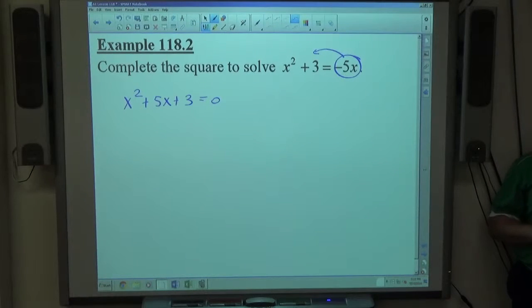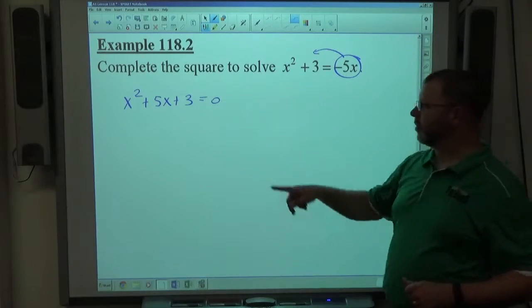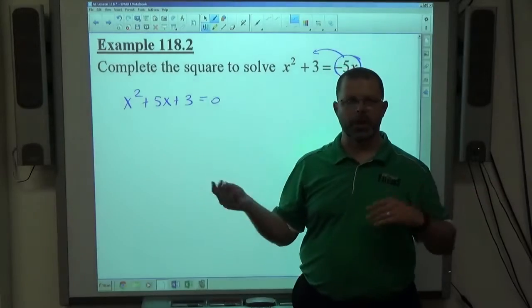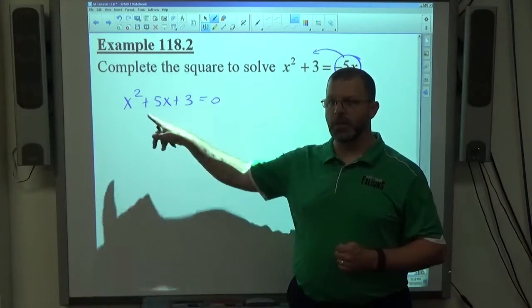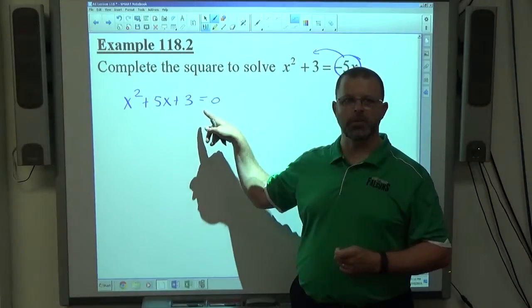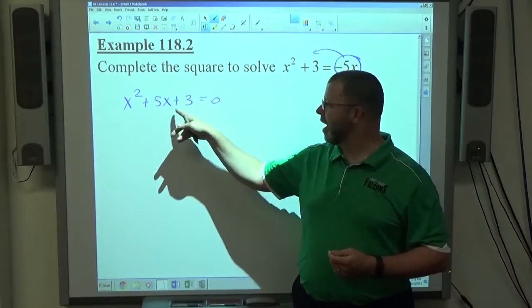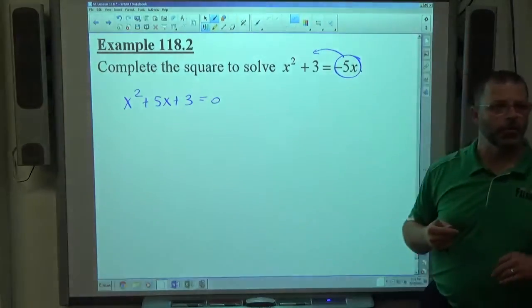Now let me just say this before I go any further. Factoring is always the quickest way to do these problems. If you want to try factoring first, and in this case the only way to make 3 is 3 times 1, right? 3 plus 1 doesn't make 5, so it doesn't factor. So we're going to get one of these square root answers. But if this was a 4 here, x plus 4, x plus 1, the answers are negative 1 and negative 4, you're done. Right? That's always faster. So if you want to try factoring first always, just give it a quick look. Can I factor this? No, I got to do it this new way.